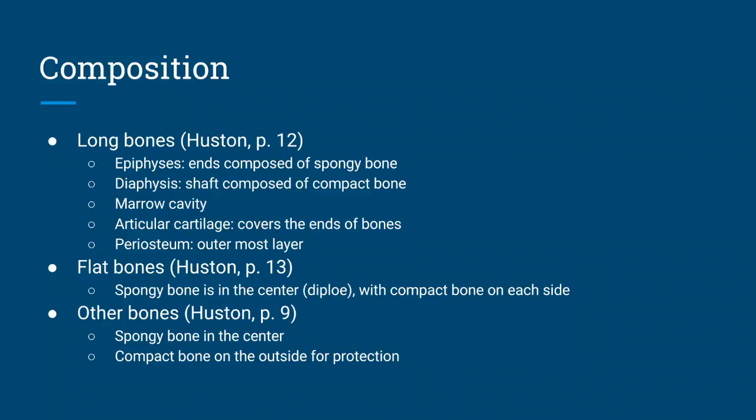So now onto flat bones. Flat bones have spongy bone in the center, and then there's compact bone on the outside. So you can kind of think of this like a sandwich, with the spongy bone, of course, in the middle. And that's called the diploe. Its main job is to absorb shock. And then we have other bones, which is pretty much everything else. It's not a long or flat bone. And they mainly have spongy bone in the center with compact bone on the outside that provides protection.